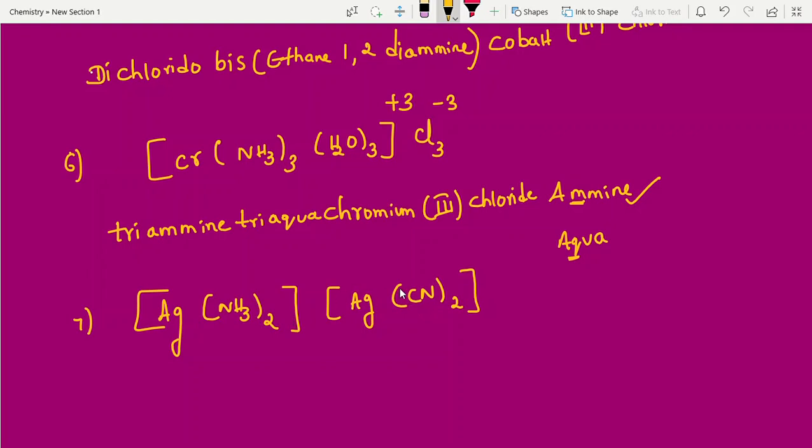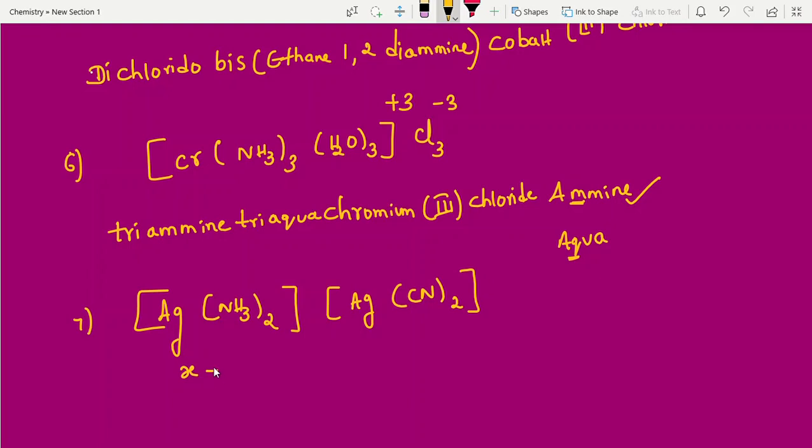Here there are 2 central metal atoms, 2 complexes. Definitely one is neutral, one is charged. This is a neutral one. So this is cationic type, this is anionic type. Cation will come first, anion will come next. But calculate the oxidation state. How to calculate the oxidation state?